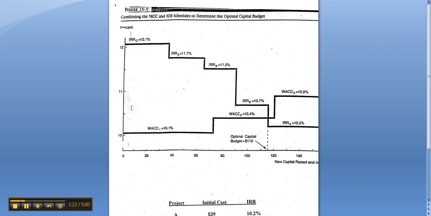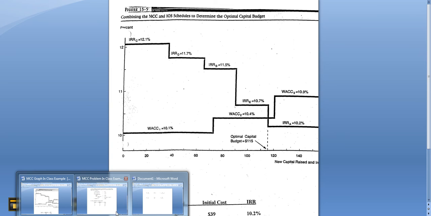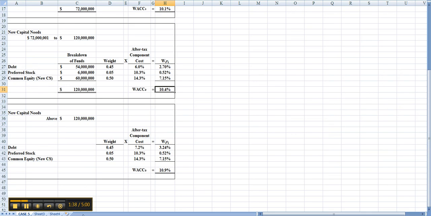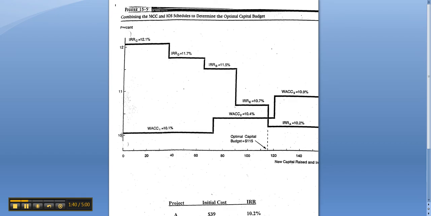And that first project goes from, what is that first project? First project, the highest IRR was $36 million. So we go from 0 to $36 million is our first project. It has an IRR of 12.1. That's above the corresponding WACC of 10.1, so we do project C.